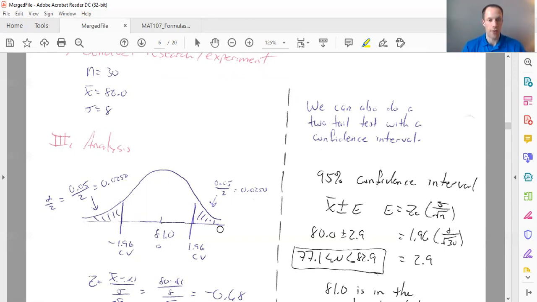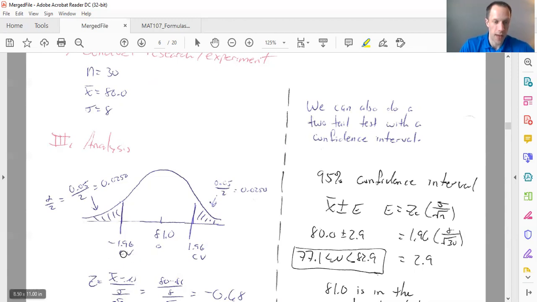Now that alpha value, your level of significance, that represents the total amount of shaded area. So we've split that into two parts. So we're going to take our alpha value, which is 0.05, and divide it by 2, and say that each shaded area has 2.5% of the area under the curve, or 0.0250 in decimal form. So on the left side and the right side, you've got 0.0250 shaded.